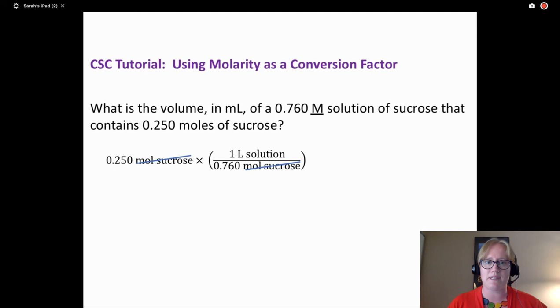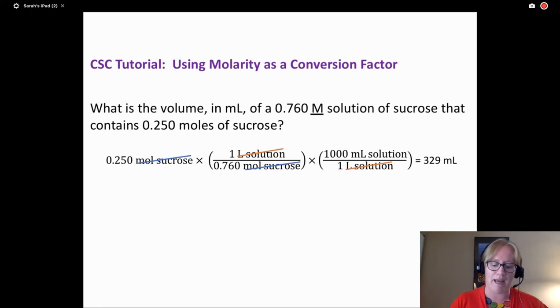So we have 0.760 moles for every 1 liter of solution, and by setting it up with 1 liter on top, we convert from the moles of sucrose to the volume of the solution containing that number of moles. Our last step is a liter to milliliter conversion because our problem asked us to figure out what would the volume be in milliliters, and when we run the calculation, we end up with 329 milliliters of solution.